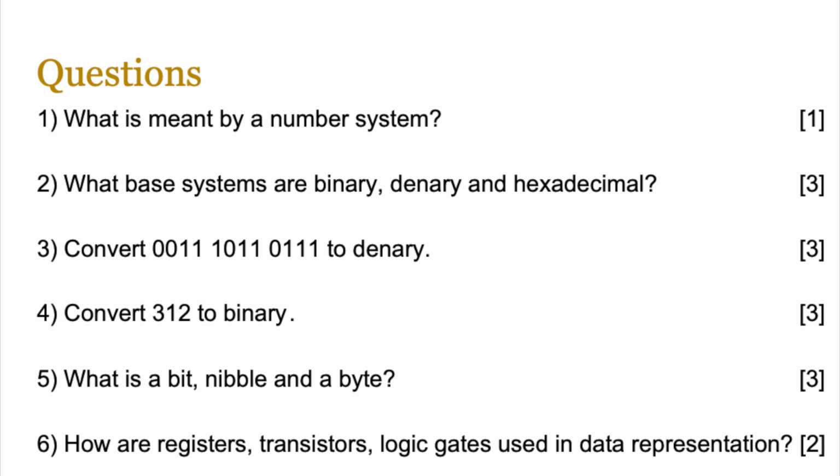Hopefully, you've learned enough to answer the following questions. What is meant by a number system? What base systems are binary, denary, and hexadecimal? You should be able to convert numbers up to 16 bits. So on screen, there's a 12-bit number, 0011, 1011, 0111, to convert to denary. You should also be able to convert 312, which is a denary number, to binary. So either using the subtraction method or the division method, you should be able to convert that.